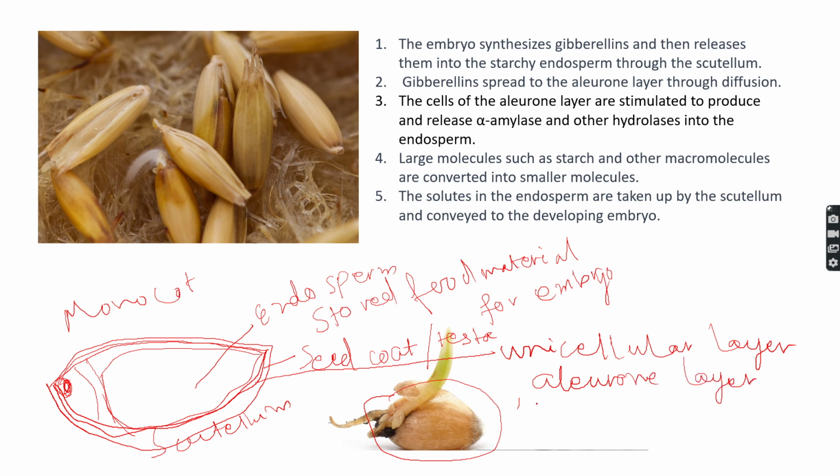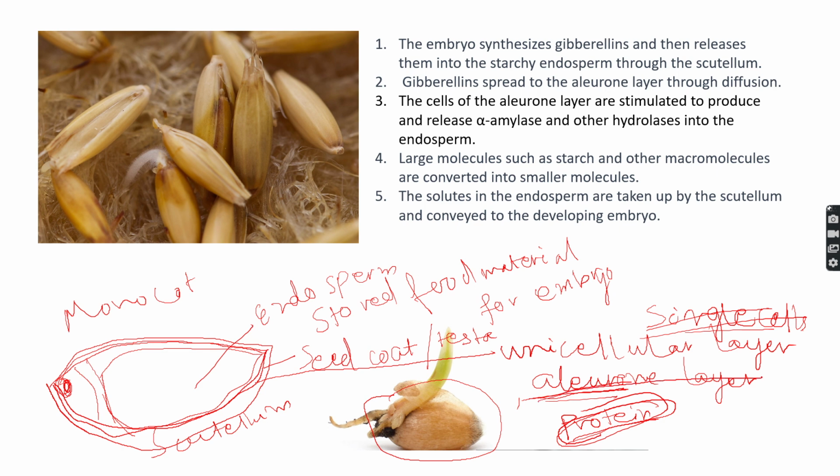Now what is this aleurone layer? The word aleurone is used for protein. Just remember in every case, aleurone word is used for protein. This layer is composed of a single cell. It is a layer of single cell, so one cell layer is there, and these cells are basically rich in protein. That's why this layer is called the aleurone layer. Okay, so now let's understand the mechanism.